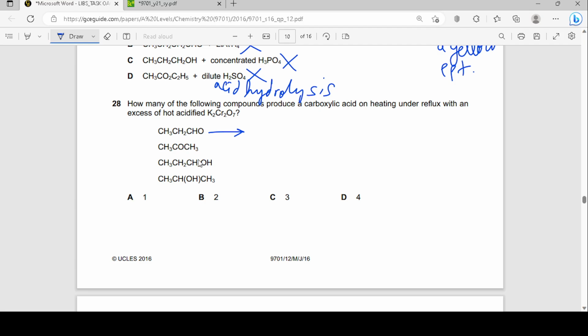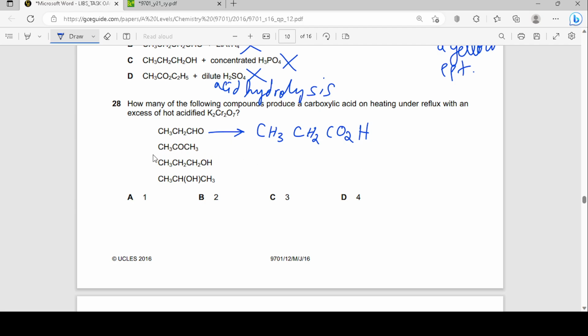let me think about this. So you would get CH3CH2CO2H, right? Yeah, definitely. Why would it not be oxidized by K2Cr2O7? If it's excess and hot and acidified, you would definitely get that.